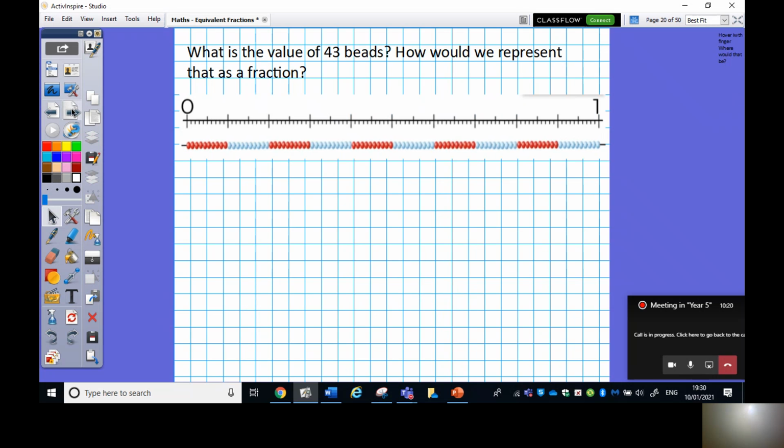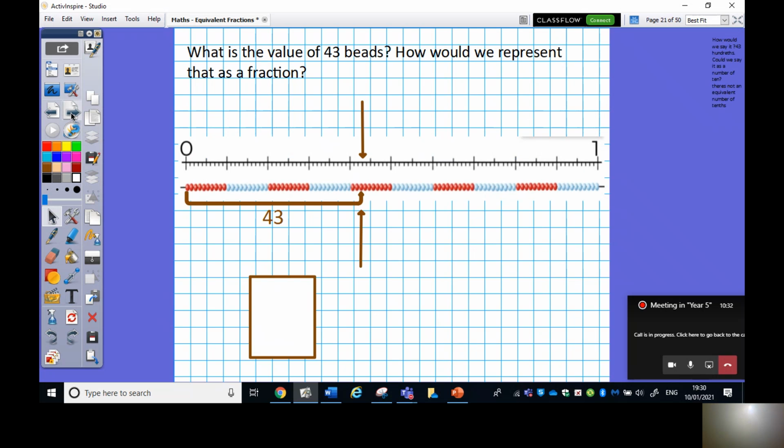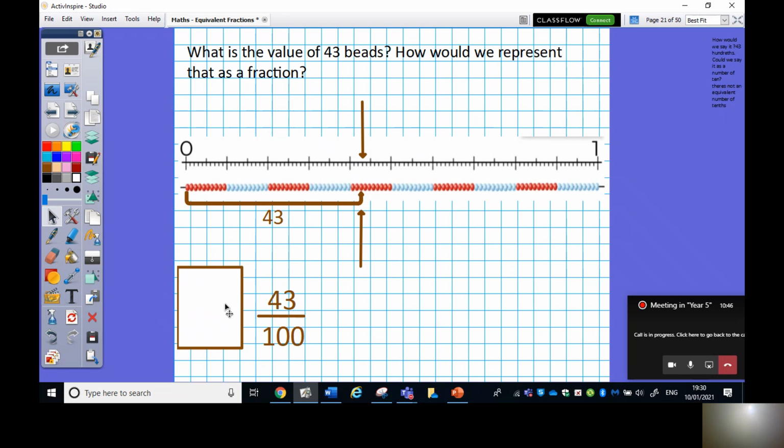What is the value of 43 beads, and how would we represent that as a fraction? Hold your finger over 43 and let's see if you get it right. Great job, 43 is here. So how would we say it? Can you say it as a fraction? 43 hundredths, great. And how would we say that as a decimal?